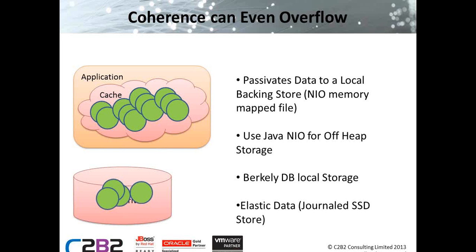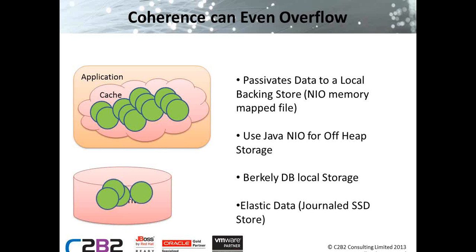Now you're assuming, when you configure that, that the latency, if you remember, the only reason you use a cache is for latency. You're assuming when you configure a backing store that the latency of that backing store is much lower than the latency of going back to the original data store, assuming you have a relational database behind your cache, behind your Coherence installation.